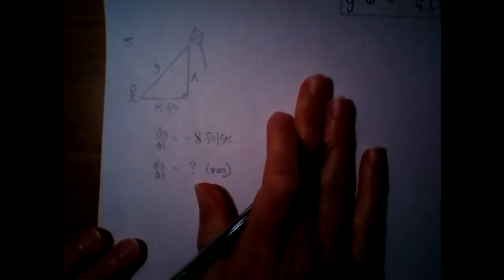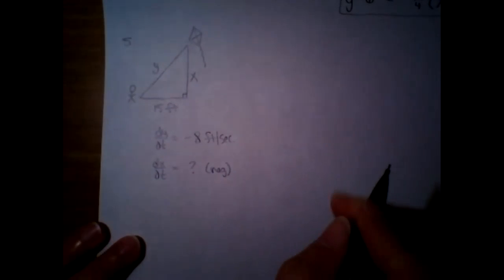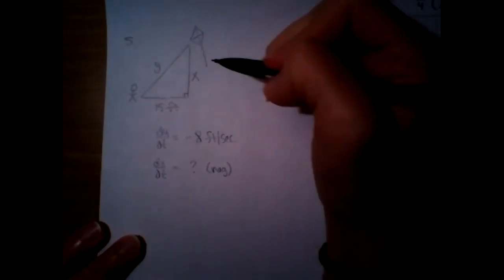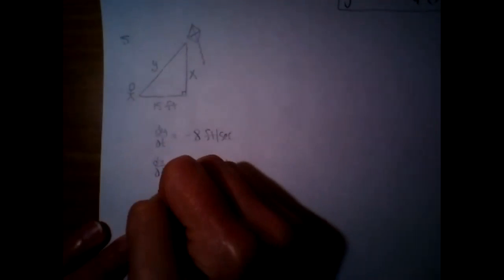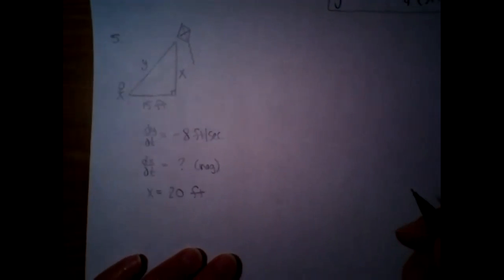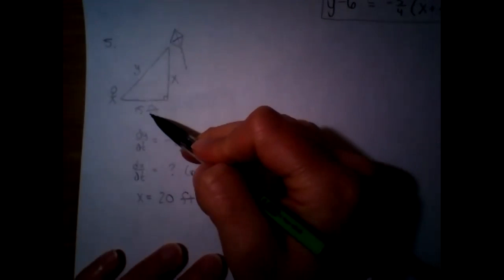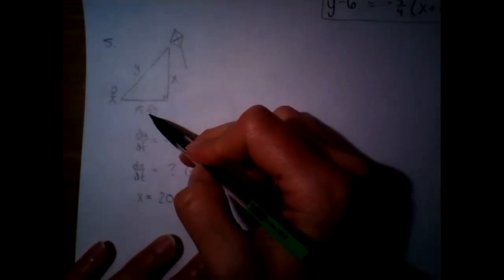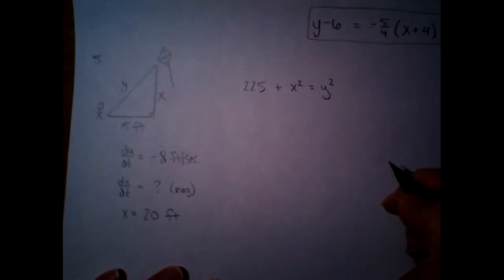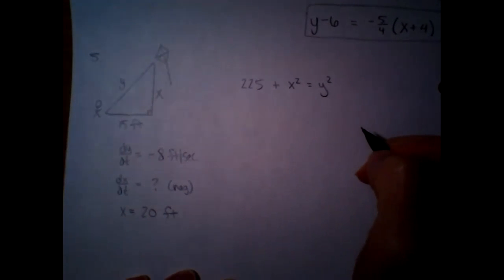And now we have to pause at a certain moment because everything's moving. So at what time? It says when the kite is 20 feet off the ground. So that's when x is 20 feet. All right, so the relationship between the variables is going to be the Pythagorean theorem. So we'll have 15 squared, which is 225, plus x squared equals y squared. And then we're going to do the derivative.